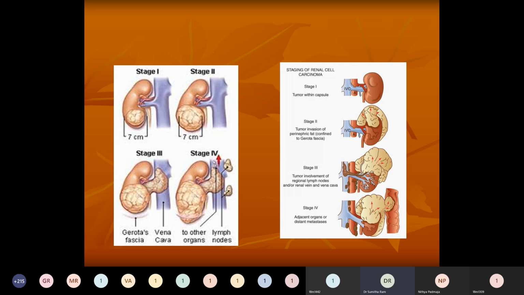Stage 2 is tumor invasion into the perinephric fat, which is confined to the Gerota's fascia, and it is larger than 7 centimeters. Stage 3 is when the tumor has involved the Gerota's fascia and the outer capsule of the kidney, and there is heterogeneous spread of this tumor to the renal vein. Stage 4 is when there is distant metastasis to other organs. It is stage 4. Okay.